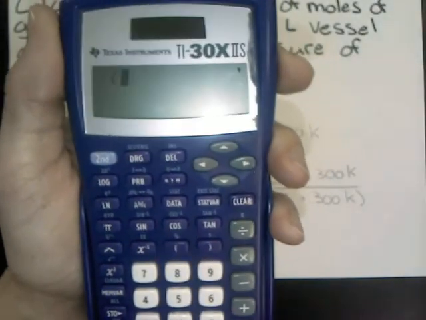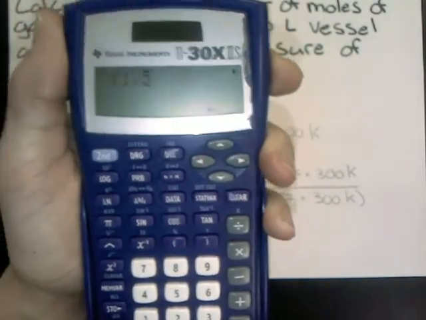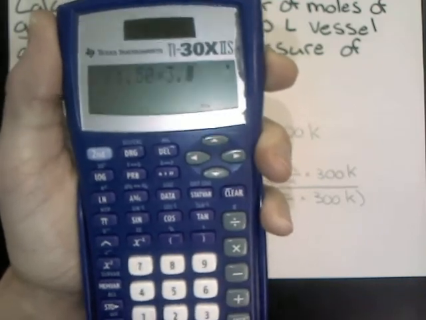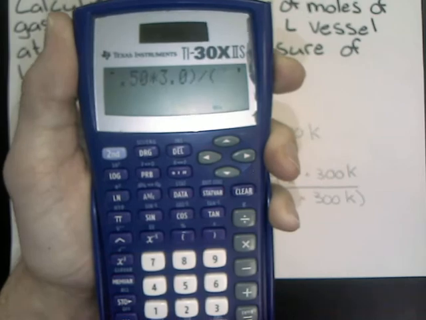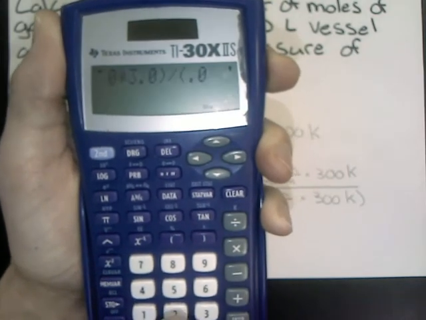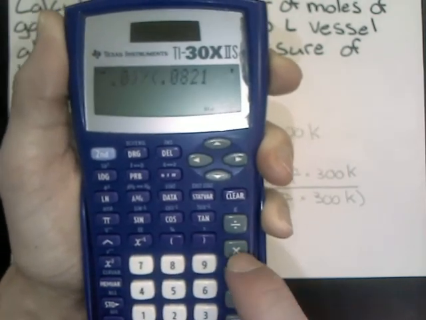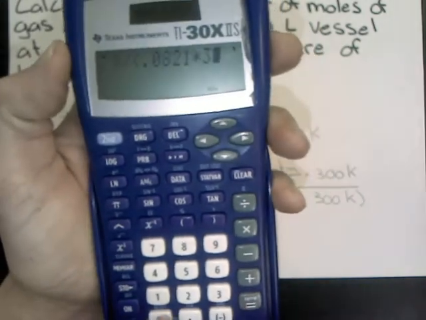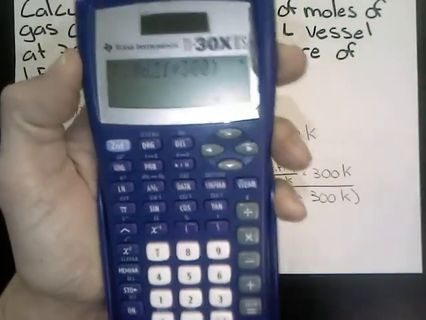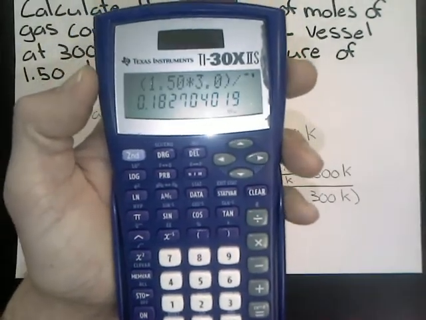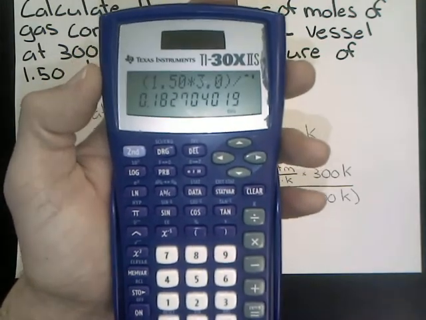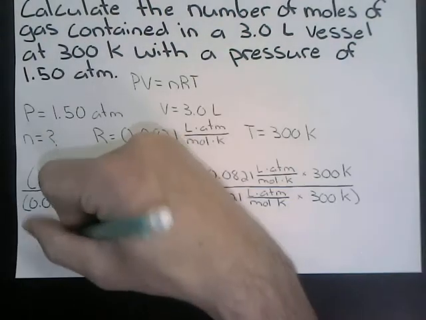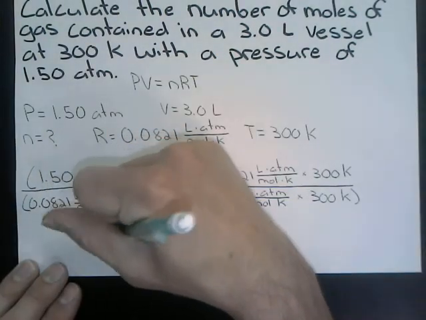All right, so here we go. Parentheses, 1.50 times 3.0, close the parentheses, divide it by, new set of parentheses, 0.0821 times our temperature in Kelvin is 300, close that parentheses, and we get a value of 0.183. Okay, so our N is 0.183.